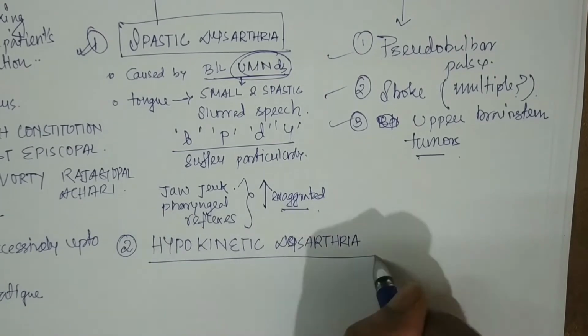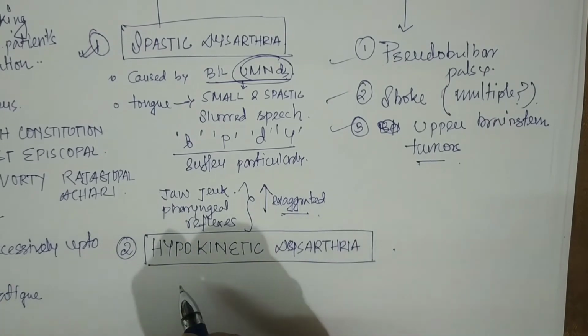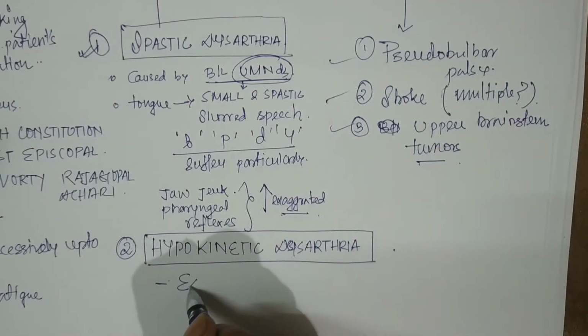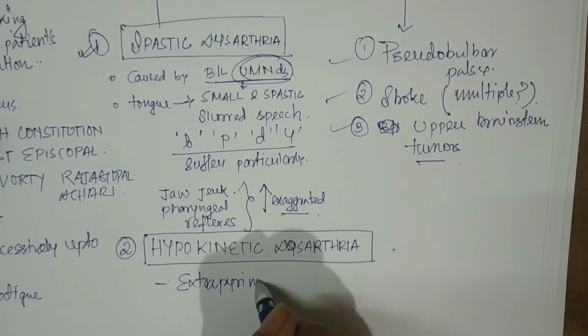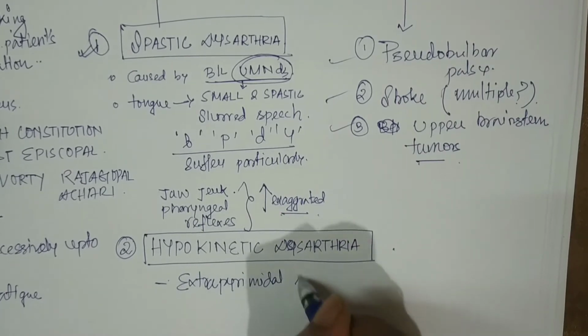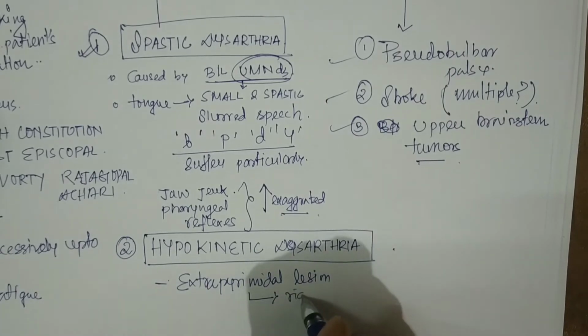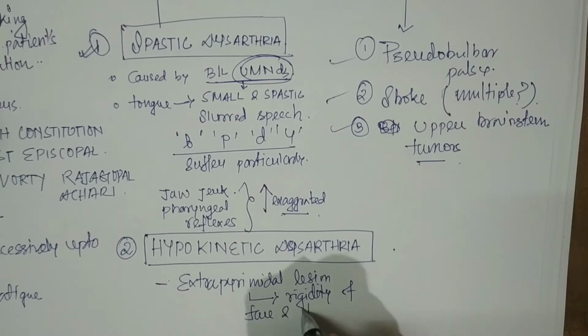Hypokinetic dysarthria. What happens here? It is a result of extrapyramidal lesions producing rigidity of face or tongue muscles. Okay, it is because of an extrapyramidal lesion which will cause rigidity of face and tongue.